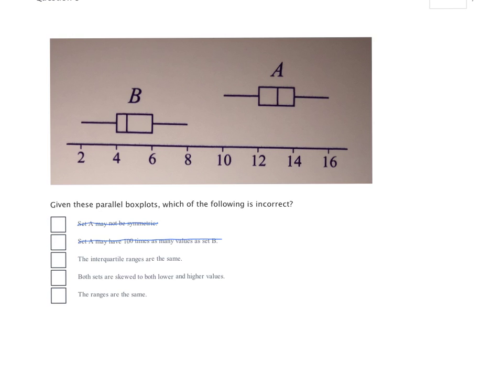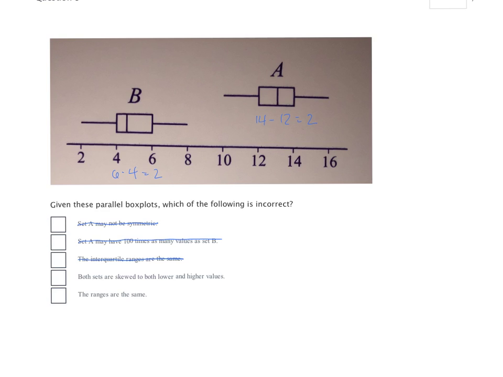The interquartile ranges are the same. I don't know. So let's see. This one would be 6 minus 4, which equals 2. Okay, this one would be 14 minus 12, which equals 2. So it's not that one because that one's true. Both sets are skewed to both lower and higher values. I don't even know what that means. So I'm just going to go to the next one and see if the next one's true or not.